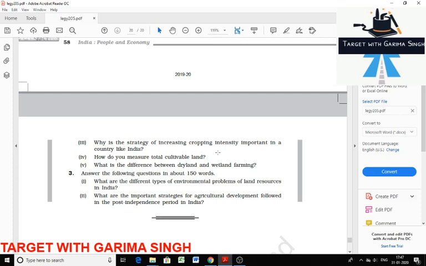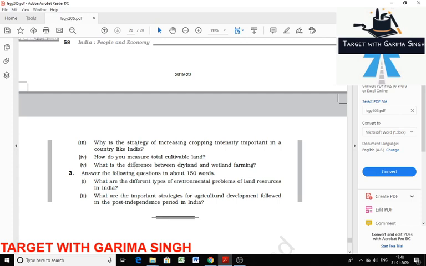Next, how do you measure total cultivable land? Total cultivable land is the entire land which can be cultivated either in the current state or after reclaiming it through the available technologies. It is the sum of total cultivable wasteland, fallow other than current fallow, and net sown area.